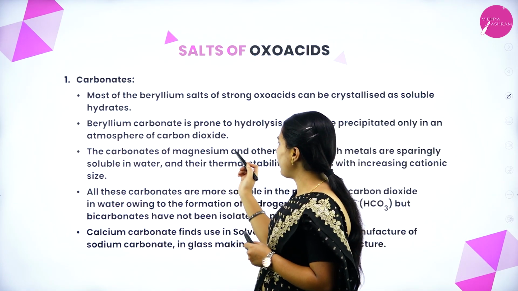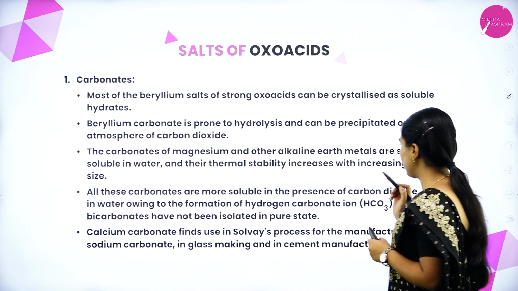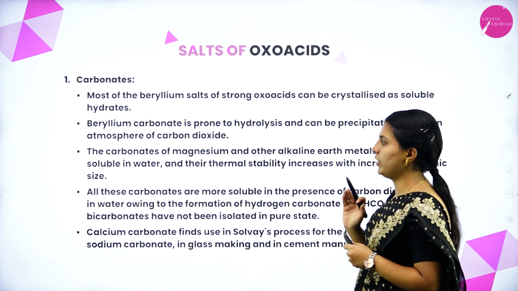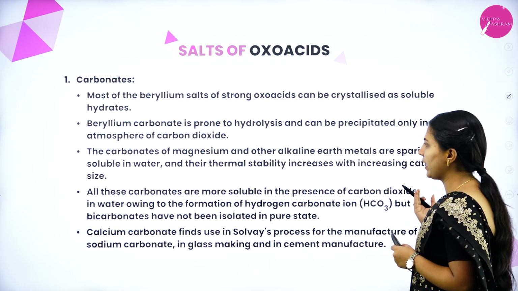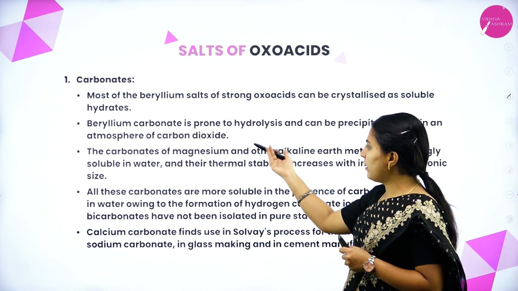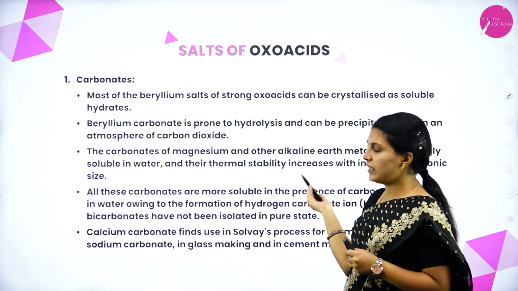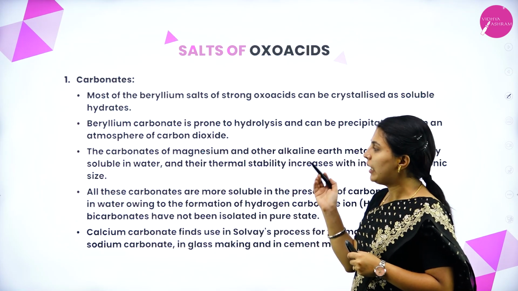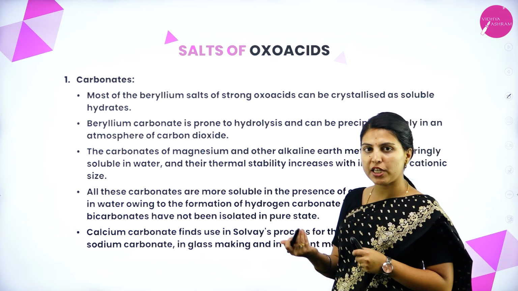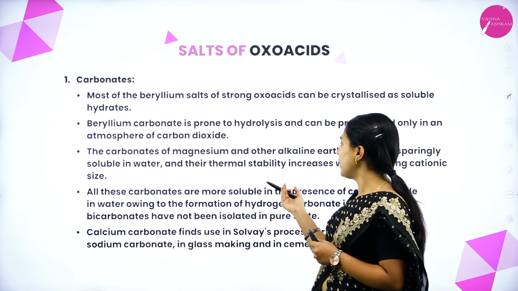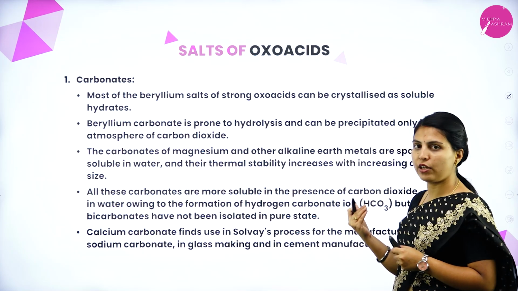The carbonates of magnesium and other alkaline earth metals are sparingly soluble in water, and their thermal stability increases with increasing cationic size. What they are telling is that magnesium and other alkaline earth metals will also form carbonates. Those carbonates are sparingly soluble in water, not completely soluble, and their thermal stability increases with cation size.